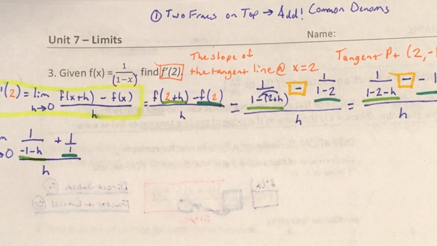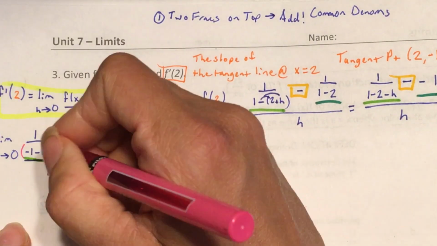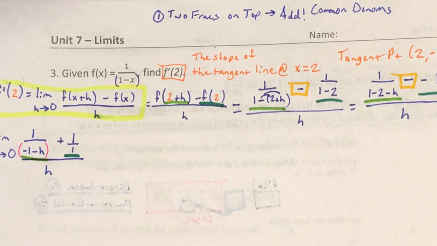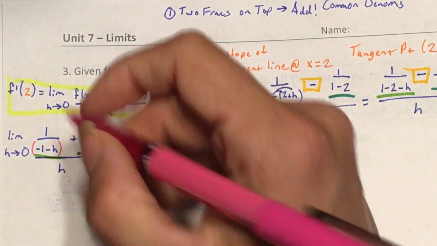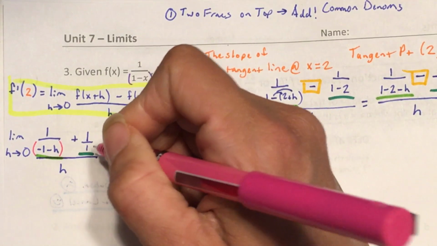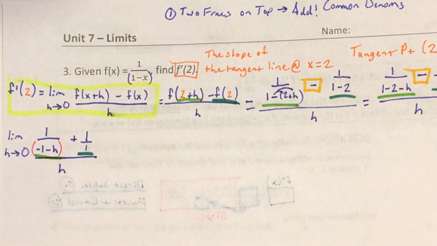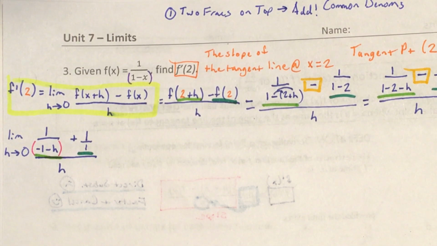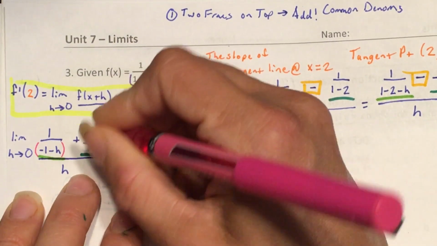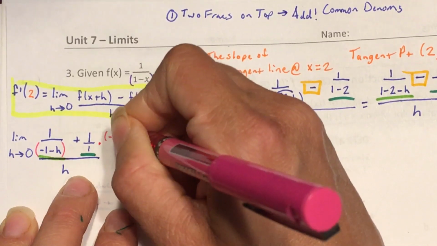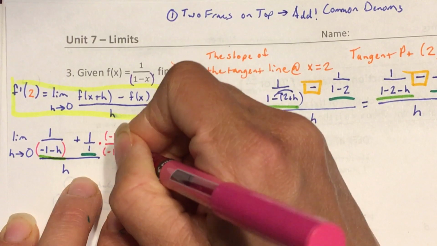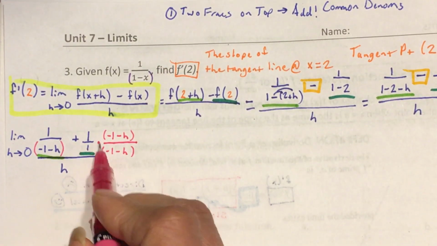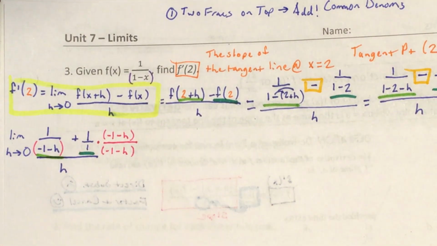So if we look at their denominators, this one, and I'm going to go ahead and trap it in parentheses since it's a binomial, has a denominator of -1 minus h. This one has a denominator of 1. So how do we get these to have common denominators? We're going to use a creative form of 1 and multiply by -1 minus h over -1 minus h, so that this fraction will have the same denominator as that one.